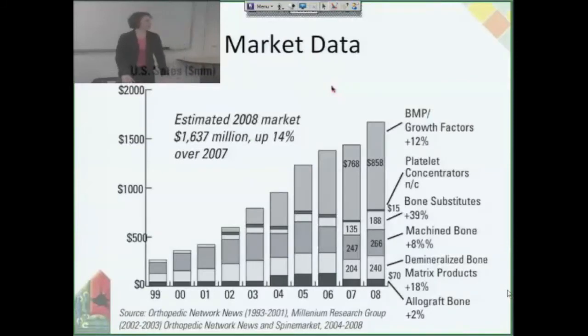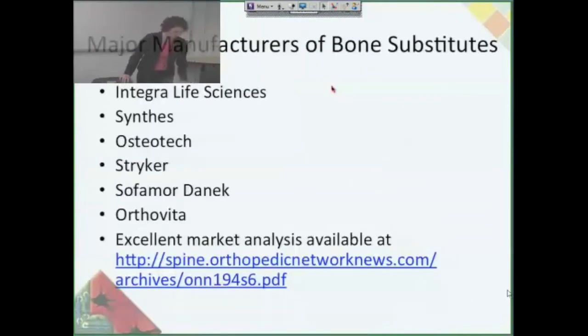So the market data for ceramics in orthopedic products is increasing every year. This is a rapidly increasing field, so this would be a good one to go into. This is actually just a portion of it, this graph here, but I thought it was good. And there's an excellent market analysis, I think from 2008, on the link that was there. But these are some of the major companies that are manufacturing ceramic bone substitutes.